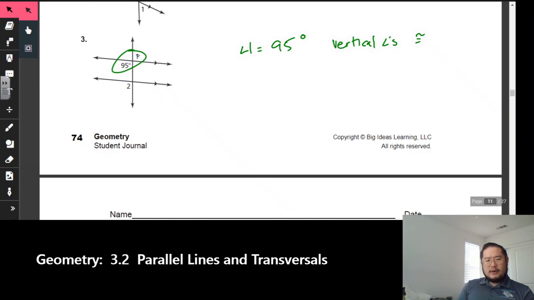So now I've got angle 1 and angle 2. I have them highlighted there, and angle 2 is equal to 95 degrees as well because they are on alternating sides of the transversal and they are exterior. So that tells me we have alternate exterior angles congruence.